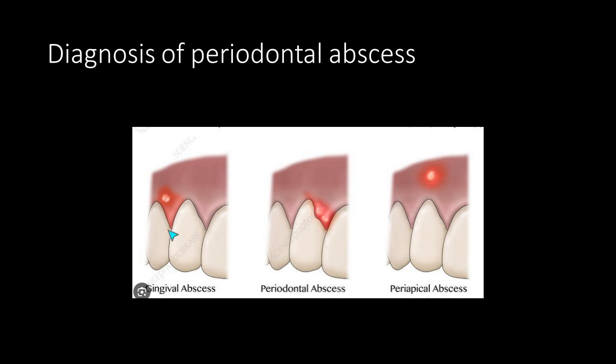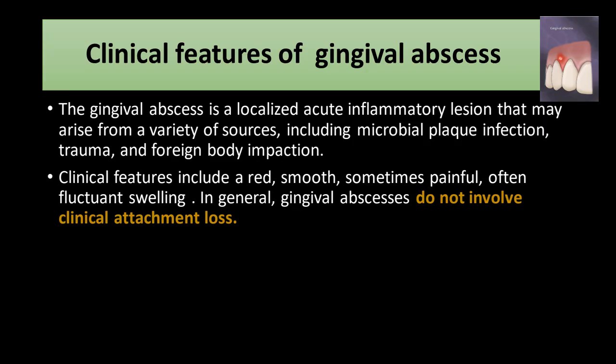Okay, this is a diagrammatic representation of gingival abscess confined to the gingiva, periodontal abscess involving the gingiva and the underlying periodontal tissues, and apical abscess, of course, towards the apical surface of the tooth. Okay, then this is how you detect gingival abscess.